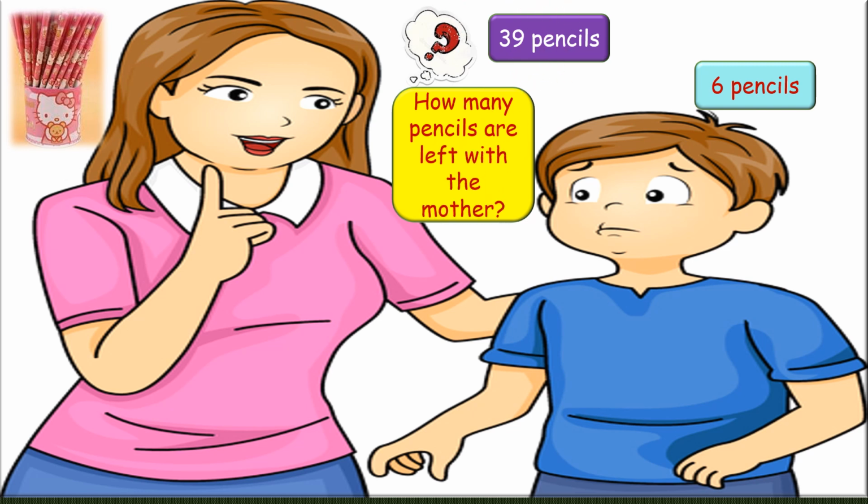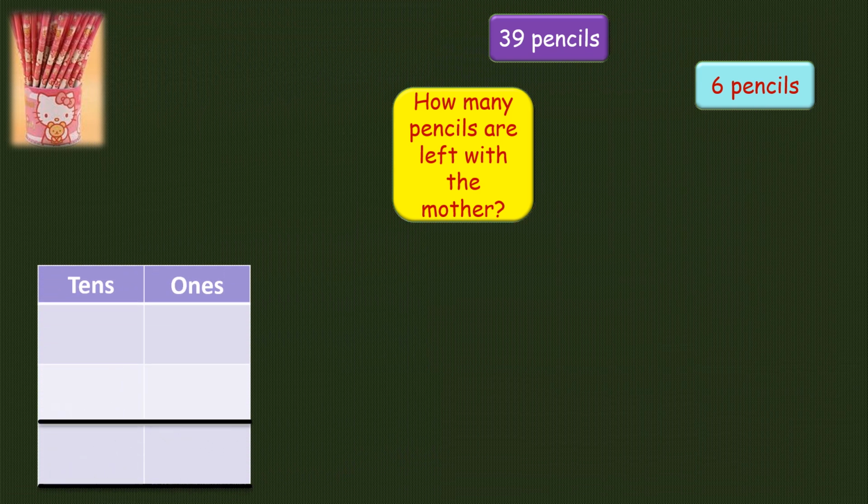You got the answer? How can you find it out? Yes, by doing the subtraction. We have to subtract number 6 from number 39. 39 minus 6 we need to do. For that, we need to put the numbers in columns, tens and ones columns, like this. 39 will be written first, then the minus sign will come, and 6 will be written below the digit 9, which is in the ones column.